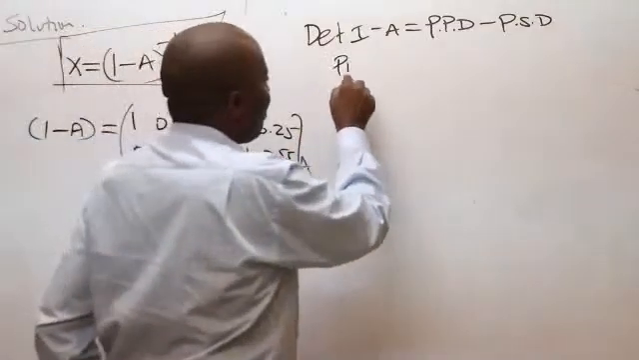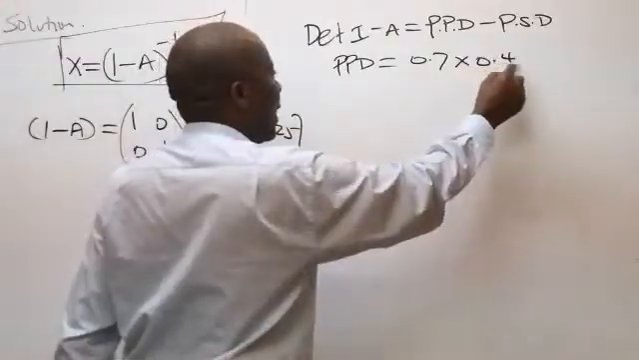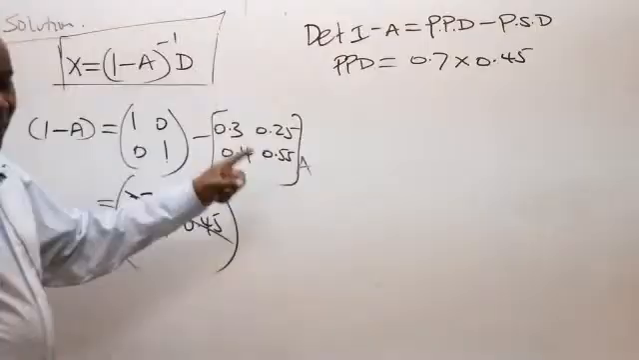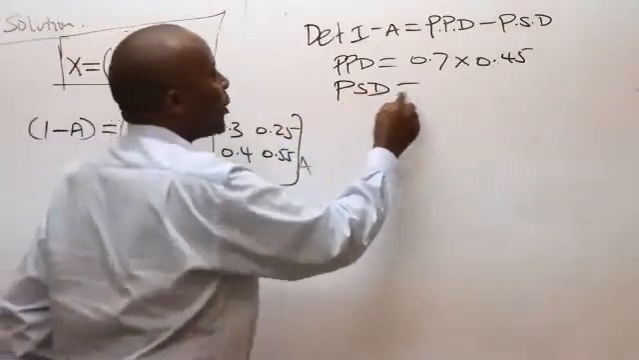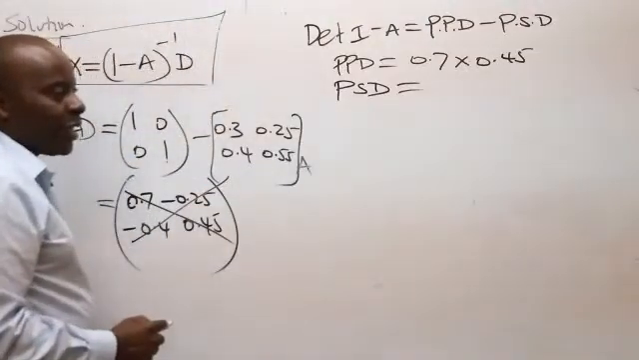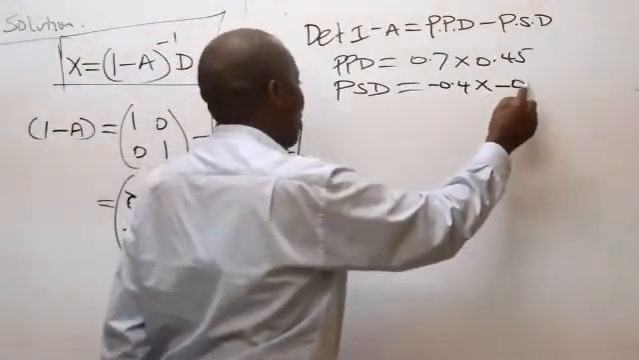So the product of the primary diagonal will be 0.7 times 0.45. Remember, product means that you're multiplying. And then we have the product of the secondary diagonal. The other one, which is lagging, will be my secondary. So this will be minus 0.4 times minus 0.25.